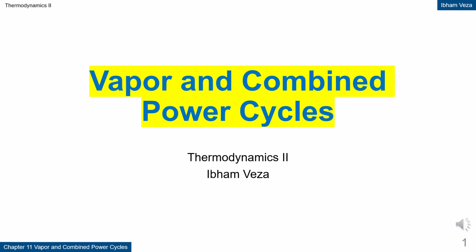Vapor and combined power cycles. This topic discusses vapor and combined power cycles as the backbone of modern power plants. The main focus is how thermal energy is converted into work through controlled thermodynamic processes. These cycles are highly relevant to steam power plants and combined cycle plants.